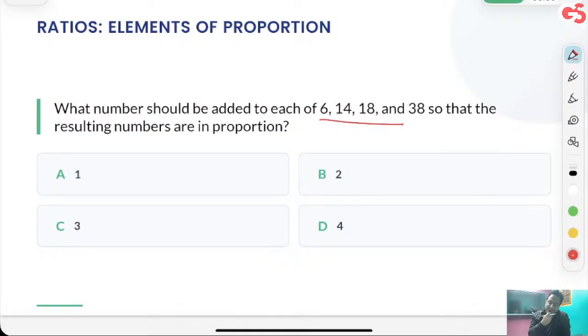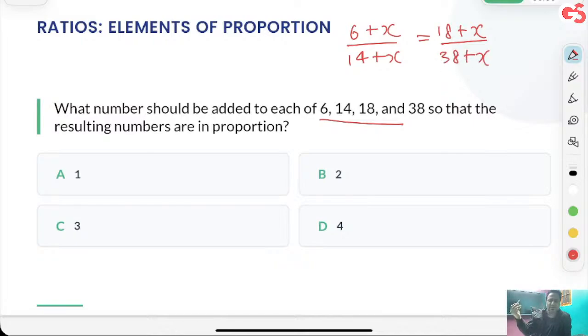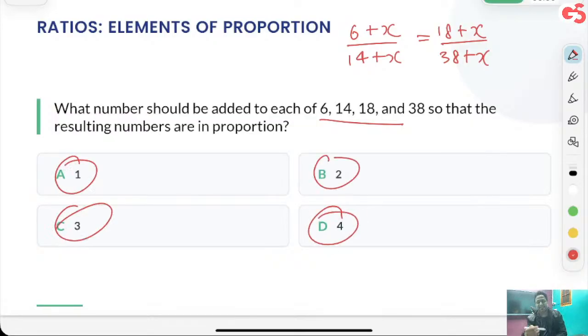Who will tell me? It means that if we add the number x, then 6 plus x upon 14 plus x should be equal to 18 plus x upon 38 plus x. That is what it essentially means. You can cross multiply and get the answer, but you can also just use the values, because this is not the CAT exam, this is the CMAT exam. The values are given to you. So if I add 1 to it, I'll get 7 by 15 is equal to 19 by 39.